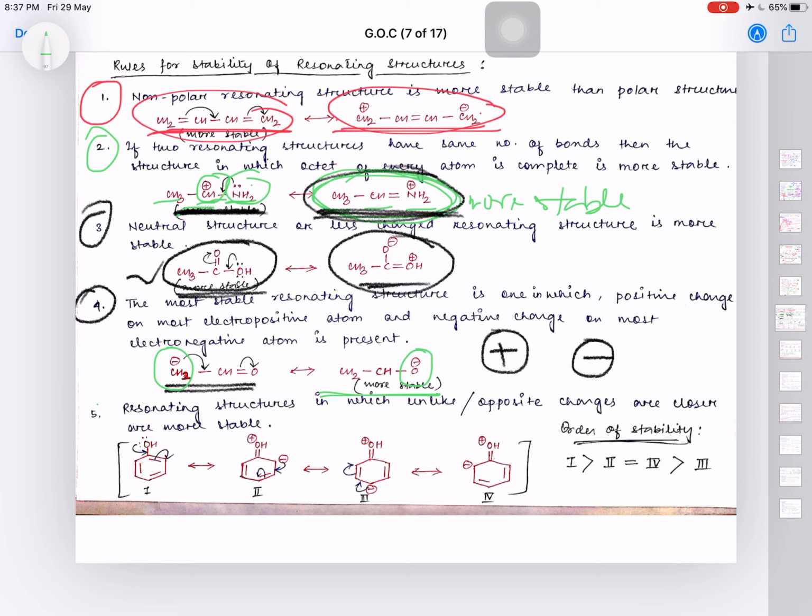And the last of these rules for stability is that when you draw resonance structures, those structures will be more stable where the positive and negative charges are closer. The first structure is neutral, so it will be the most stable, so the order of stability will be this one first. Second, structure number 2 and structure number 4, the positive and negative charges are closer to each other, so 2 and 4 will be second in the stability order. And in the third structure, the positive and negative charges are far apart, so it is the least stable. So these are the 5 different rules for finding the stability of resonating structures.